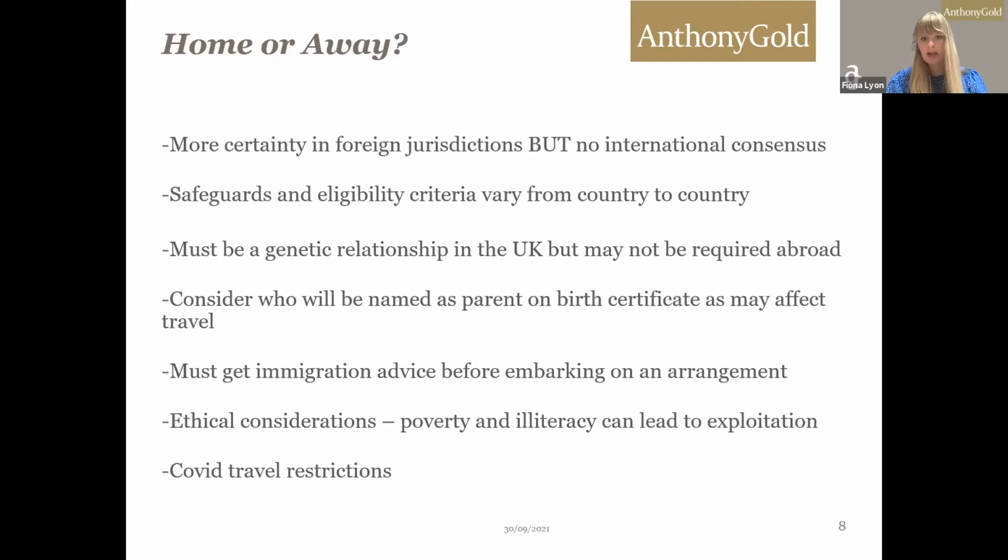Other things you might want to be thinking about is ethical considerations. What is the poverty like in that country? Could illiteracy mean this leads to exploitation? This has happened in the past, and there are many, many cases, and I would urge you, if you're interested, to read the case law to see what can potentially be pitfalls with this idea of going abroad. Also, we're coming to the end of this, hopefully in this country, but you do need to think about COVID in other countries, because they may not have the vaccination policies that we have in place. That could cause an issue.